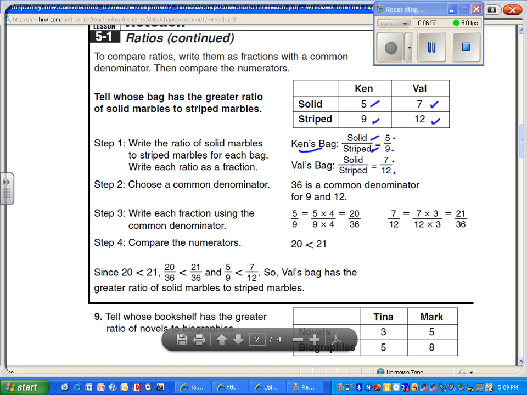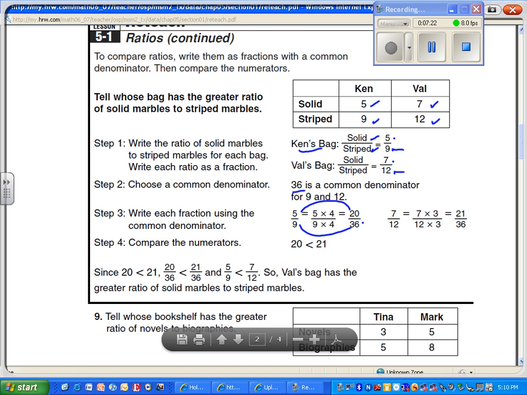Now we've got to find a common denominator if we want to see who has the greater ratio of solid marbles to striped marbles. So let's get a common denominator for our 9 and our 12. And that could be 36. So we're going to do 36 as our common denominator. And then we're going to rewrite our ratios. And if we change the denominator, we have to change the numerator, just like we did with equivalent fractions.